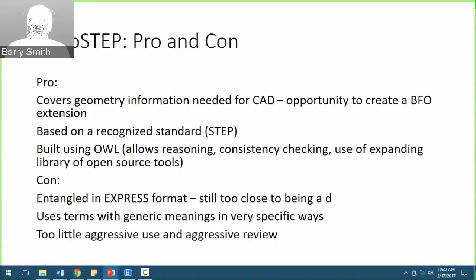So it's still too close to being a data model approach rather than a true ontology approach. Another issue with OntoSTEP is that it was built without thinking about the problem which arises when you're trying to design an entire suite of ontologies. If you're designing an entire suite, then every term in your domain ontology, and in this case, the OntoSTEP module of the IOF would be a geometry domain ontology, should be clear in its meaning, clear that it is relating to this domain of geometry for CAD.